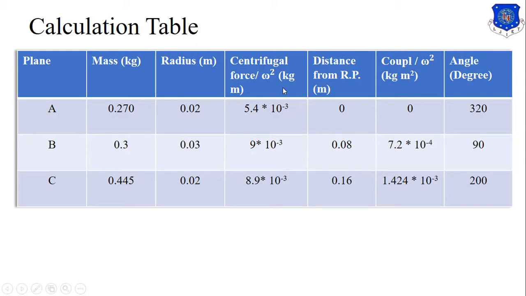Now what is the centrifugal force by omega square? Simply we multiply mass with the radius and we get the centrifugal force. Now students, we are not calculating the force in Newton. What is the reason? Because we divide it by omega square, we will not get the value in Newton. Now the distance from the reference plane is 0, it is 0.08 and it is 0.16. Whatever we have calculated, the couple by omega square value we need to calculate as this, and these are the angles.